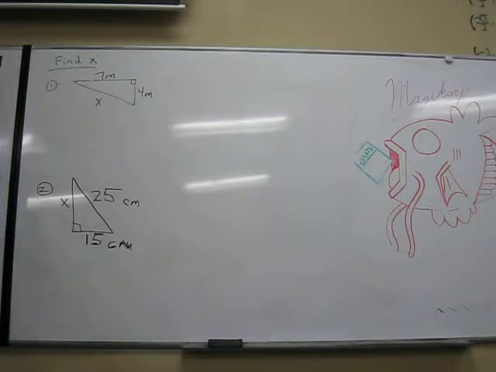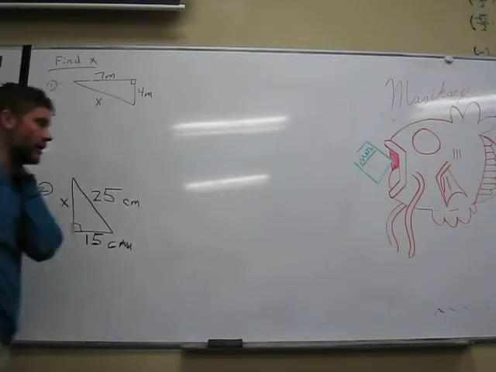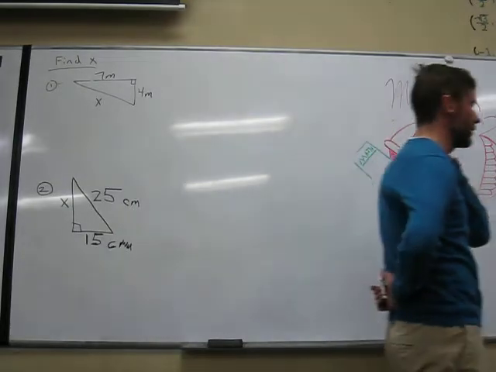So give simplest radical and simplest decimal to the nearest hundredth. Simplest radical and then nearest hundredth.